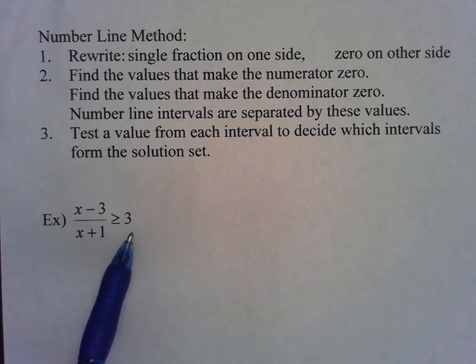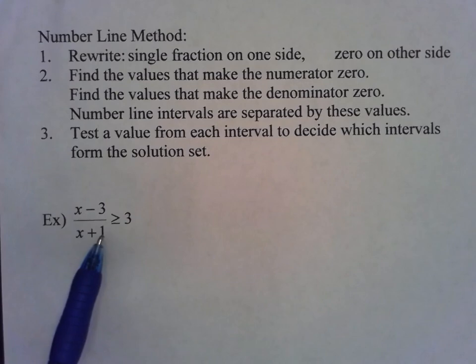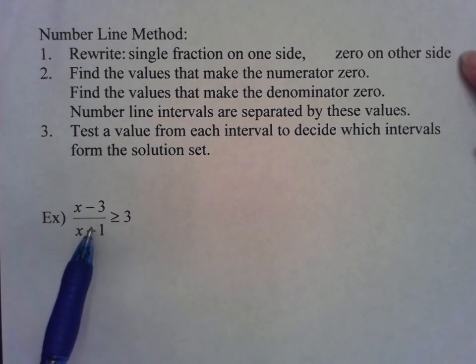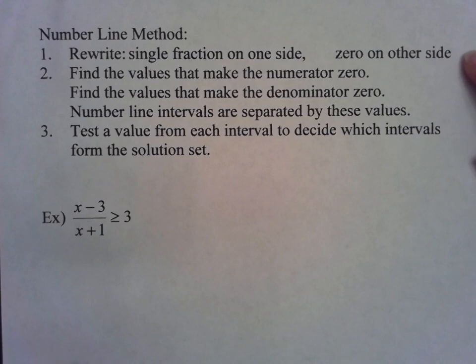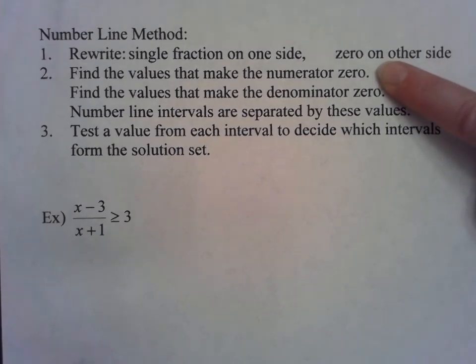For a rational inequality, we want to move this over, and we would really like to combine everything into one single fraction on one side and 0 on the other side. After we do that, we're going to identify both the x-intercepts by setting the numerator to 0 and the vertical asymptotes by setting the denominator equal to 0. And we're going to put these on the number line.